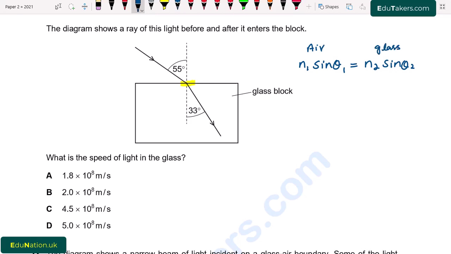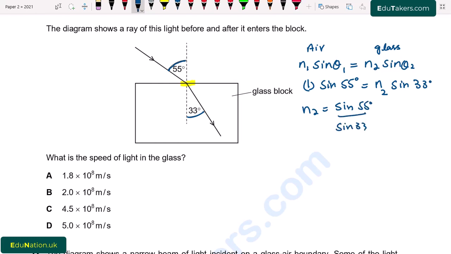The refractive index of the air is 1, while theta 1 is the angle of incidence, which is given here as 55. So sine of 55 degrees will be equal to n2, which we have to find out, times sine of the angle of refraction, which is 33 degrees. So n2 will be equal to sine 55 degrees divided by sine 33 degrees. So the value of n will be equal to 1.5. This is the refractive index for the glass.